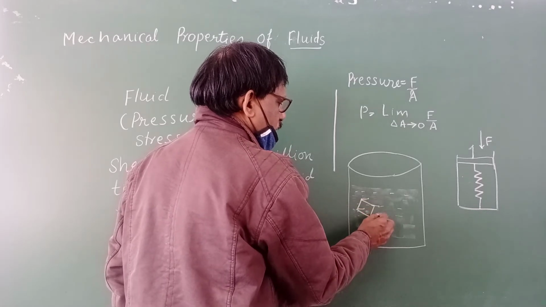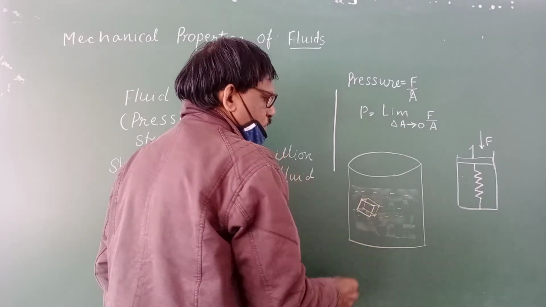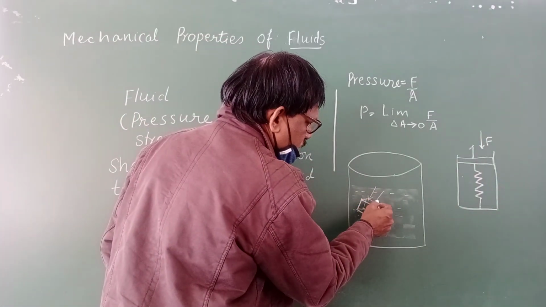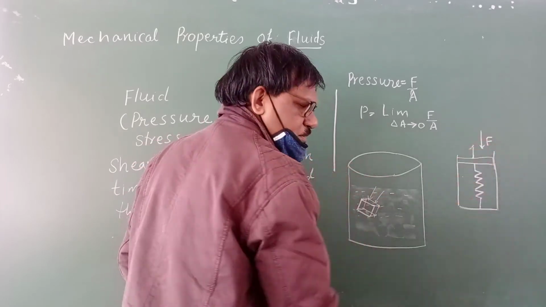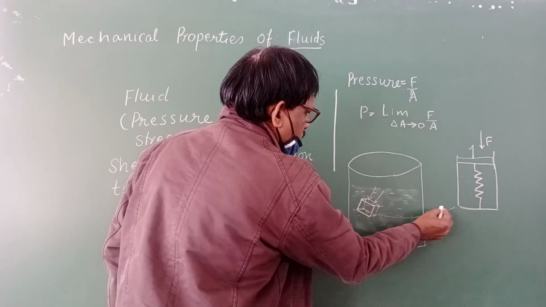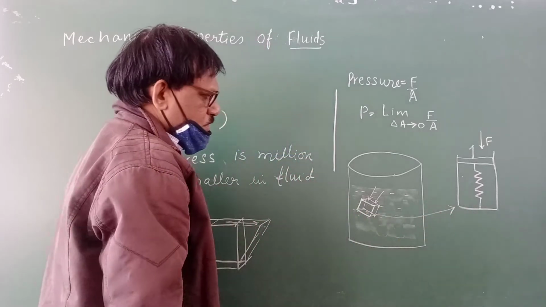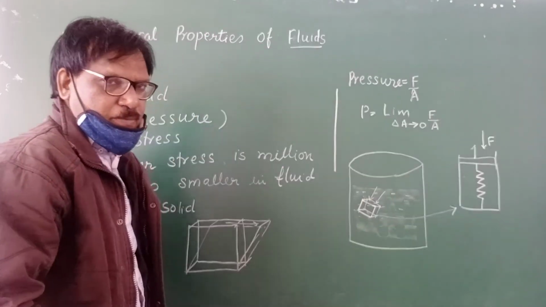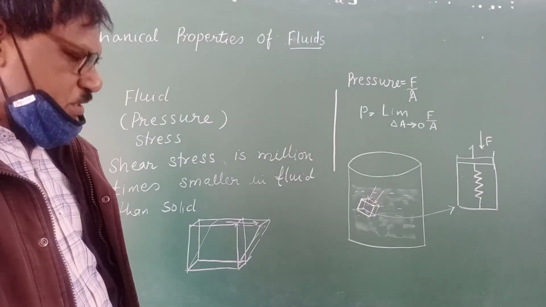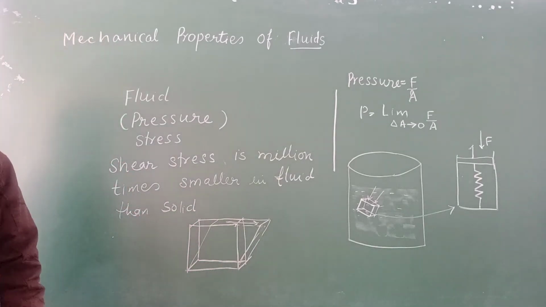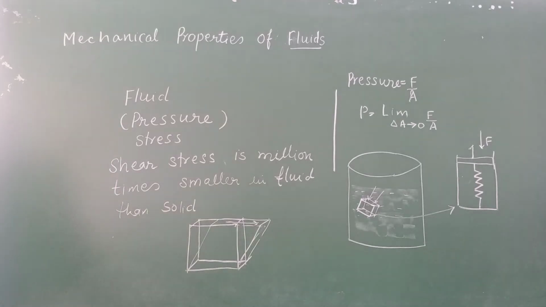So when we keep the device inside the container, the liquid will exert pressure. Now when the liquid exerts the pressure, this spring will compress. The spring is inside this device, here. So the liquid will exert the pressure and the spring gets compressed. With the help of that, we can measure the pressure exerted by the liquid. In that way, we can measure the pressure.